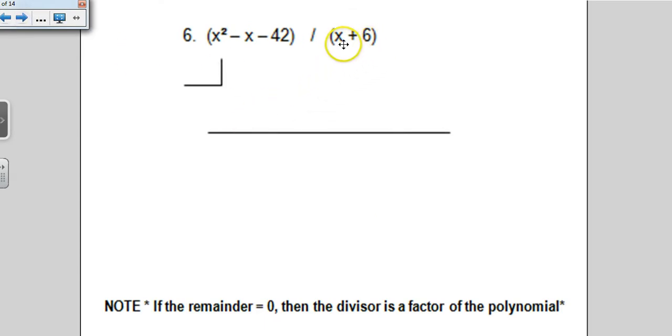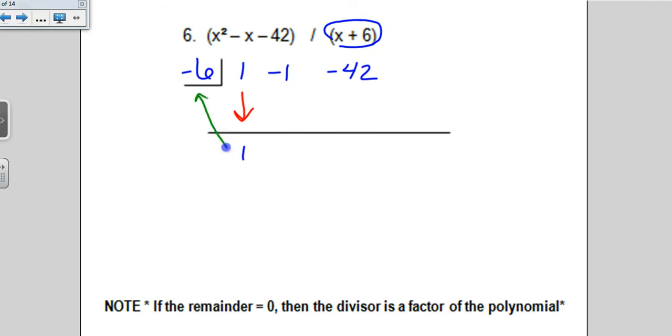Okay, so the solution to the divisor, which is this guy, needs to go right here. So his solution would be a -6. And then the coefficients get lined up next. So a 1, followed by a -1, followed by a -42. And if you remember, our first step in doing this problem was to bring down the first coefficient. So if I bring down that first 1, I have a starting point.